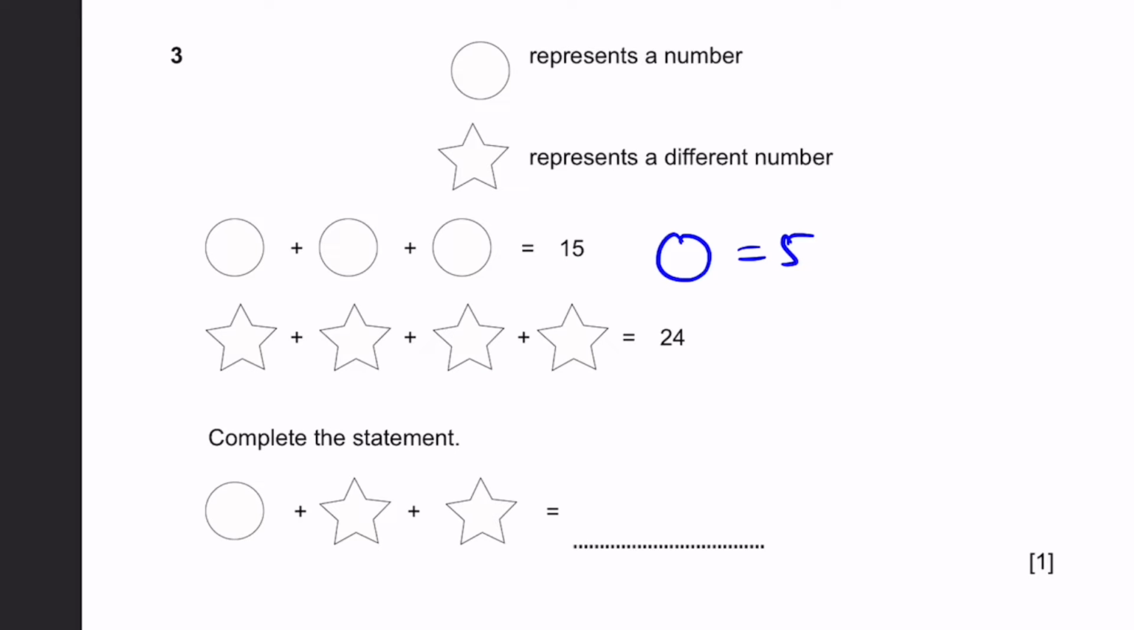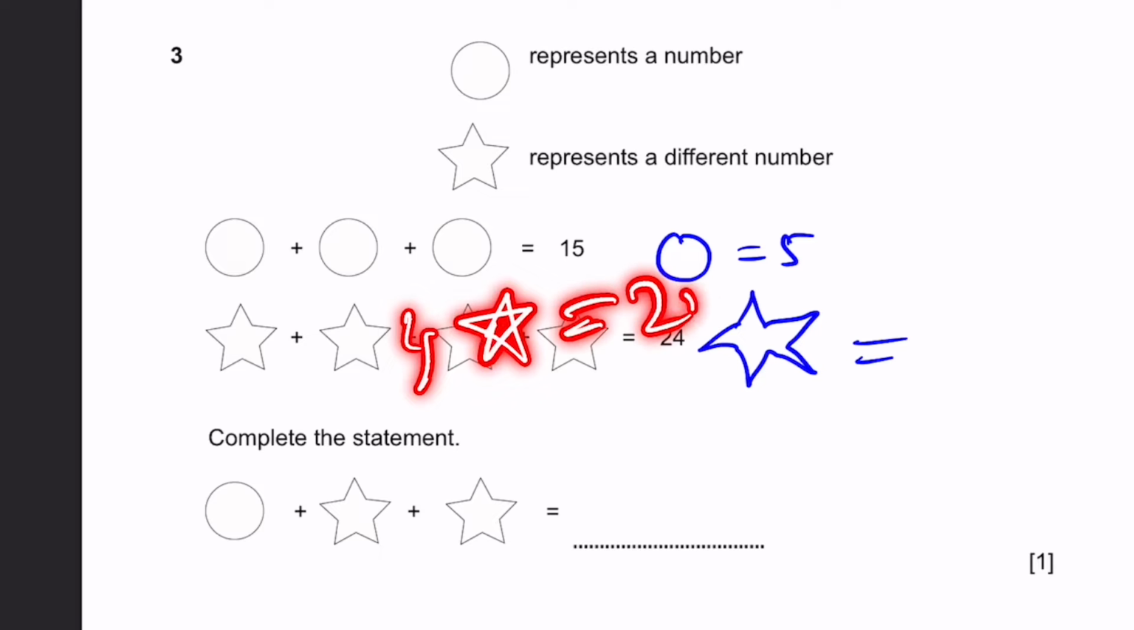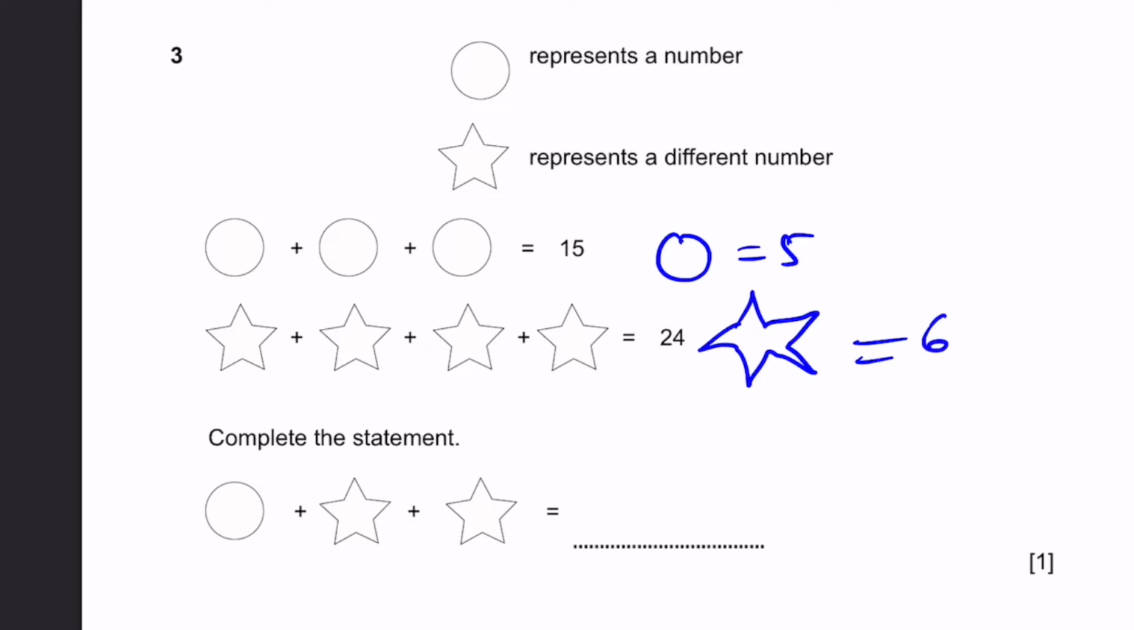And now for the star, I'll just draw a rough star here. I'm not the best at drawing, but I think that's good enough. 4 stars is 24, so I'll just draw this. 4 stars is 24, and that means star is equal to 6, right? And that means circle plus star will be equal to 5 plus 6, which is equal to 11.